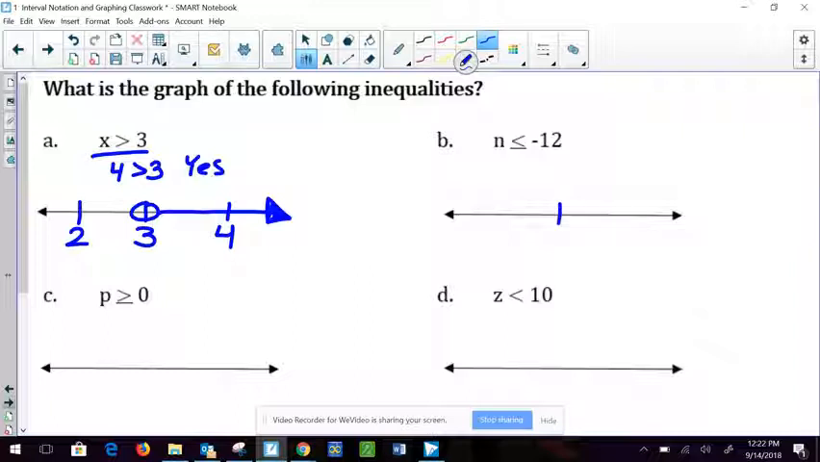Letter B, again, we start by putting our 3 lines. -12 goes in the middle. Carefully think about what number comes before -12. It's -13. Because remember, as we go to the left, the numbers get smaller. -11 comes after. It's a closed circle, and then it points to the left.